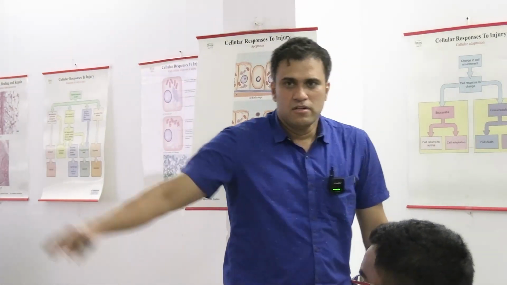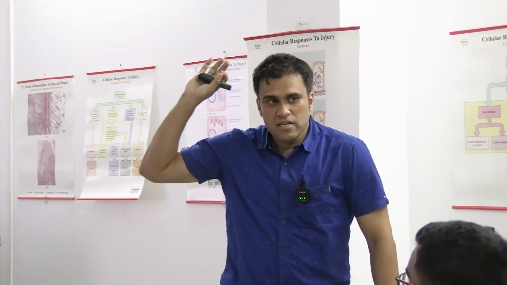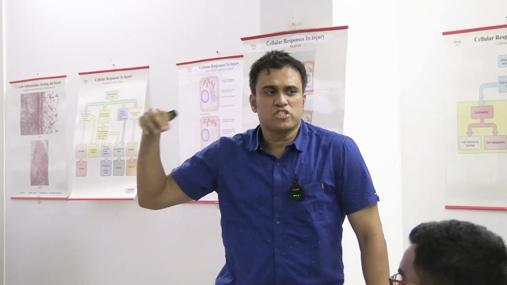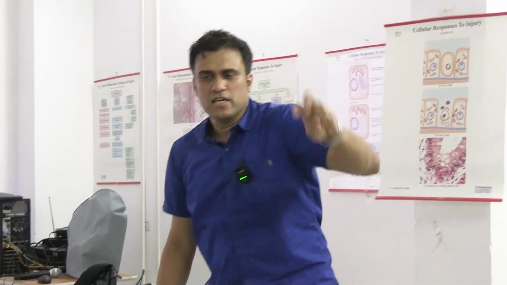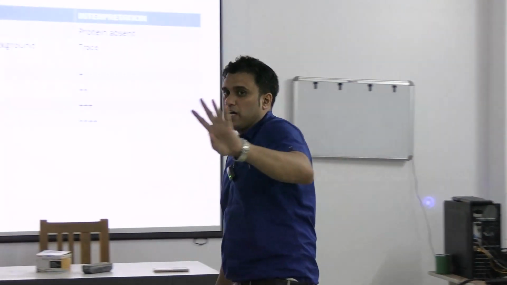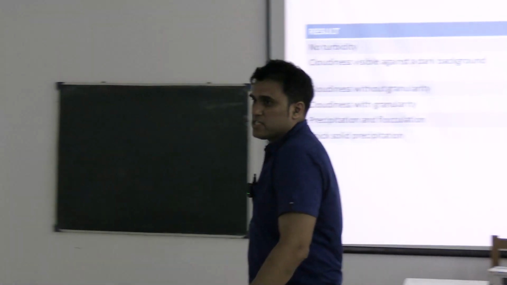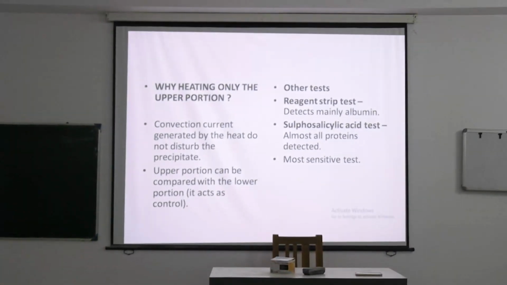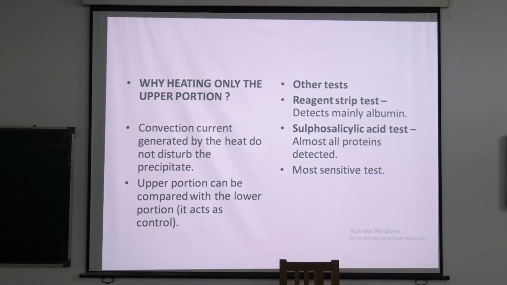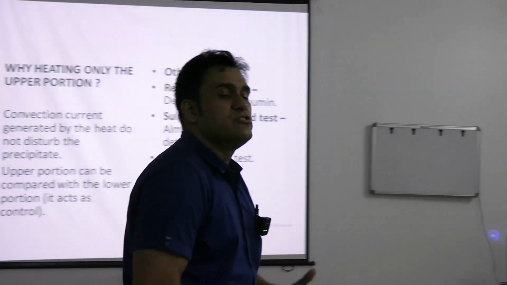So how do you interpret? No turbidity, protein absent. Slight cloudiness just visible against a dark background, trace protein. Cloudiness without granularity, 1 plus; with granularity, 2 plus; precipitation and flocculation, 3 plus; and thick solid precipitation means 4 plus protein. Okay? Now the question is, why is the upper portion of the urine heated and not the lower portion? Because the convection current generated due to heat does not disturb the precipitate. Basically, you can use the lower part as a control.